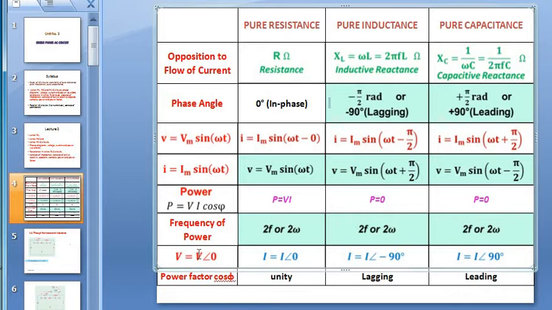Next, frequency of power. From the instantaneous power equation, we got to know that the frequency of the power was double the supplied frequency. If F was the supply frequency, the frequency of power was what? Twice of F or twice of omega. This is same for all the cases. In a single cycle of voltage, we have seen that there is a double cycle of the power. This is nothing but double the frequency of the applied voltage.